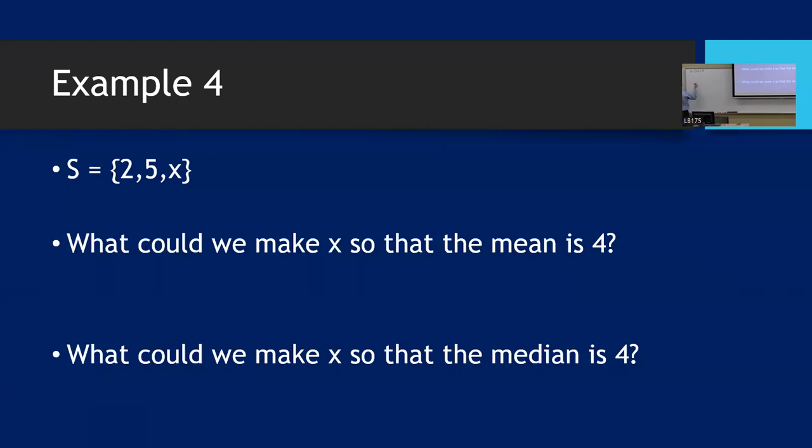So the question is, if I had the data set, what could I make that value so that the average is 4? And then what could we make that value so that the median is 4?